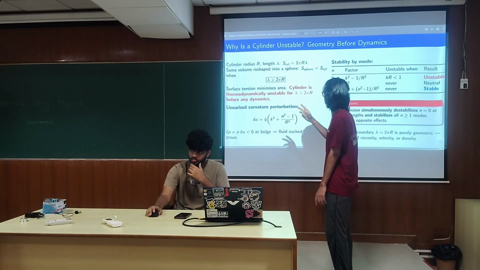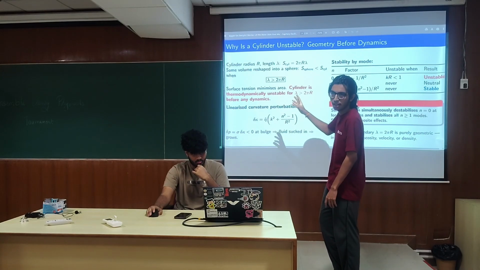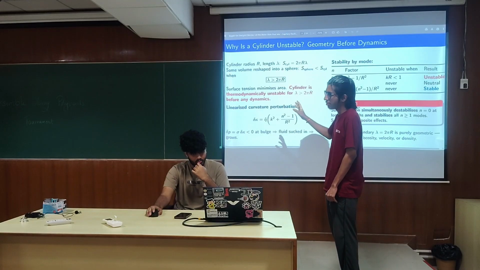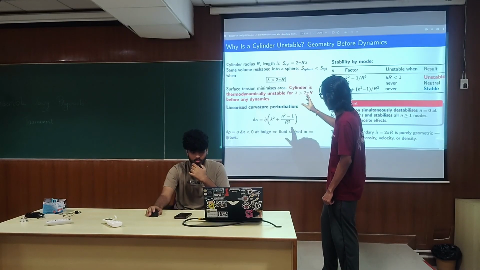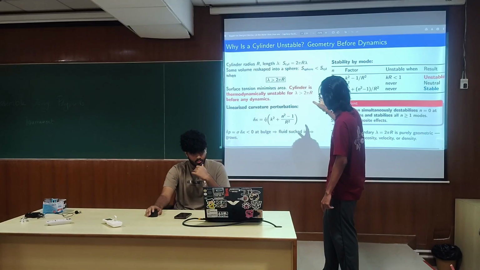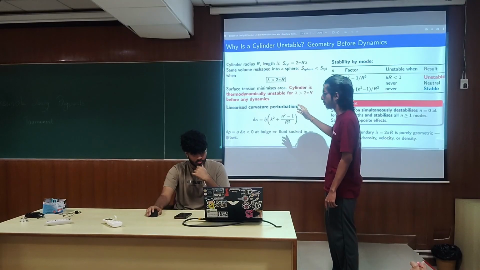First of all, when lambda exceeds 2 pi r, the cylinder becomes thermodynamically unstable, and it is evident that the surface area will be reduced, so the flow would try to change itself into a sphere, and that would cause the formation of bulges.